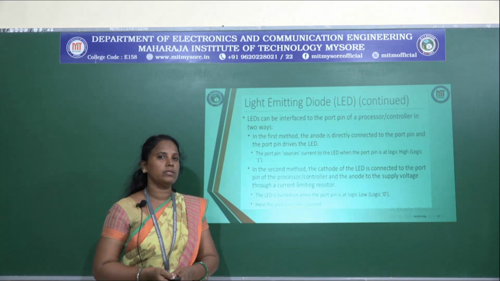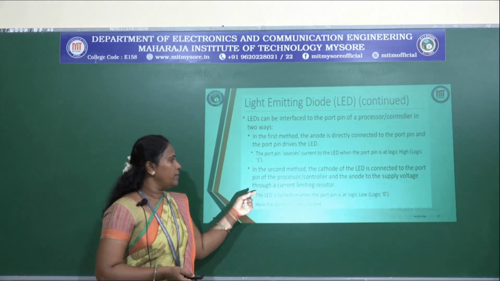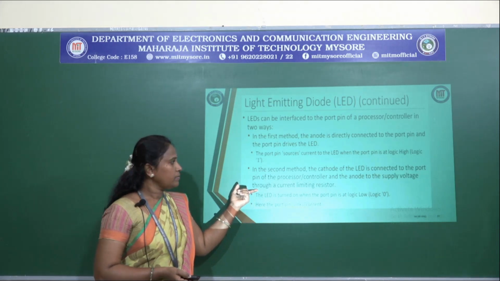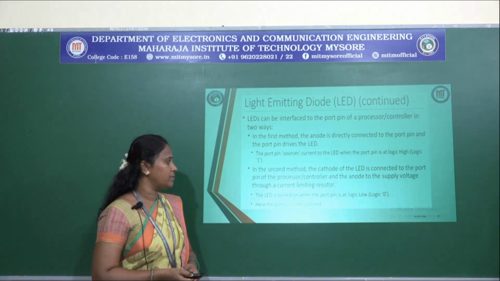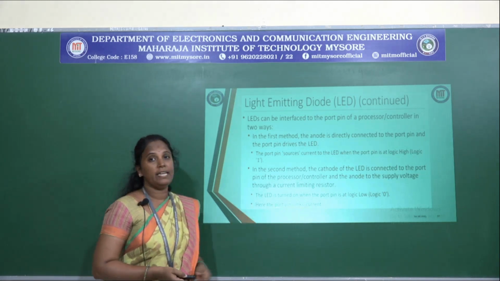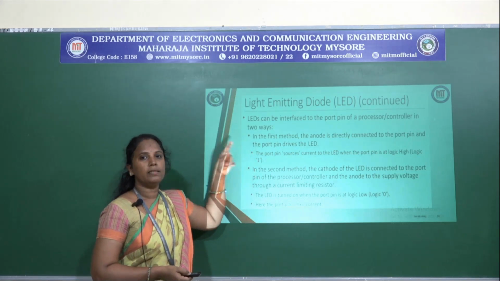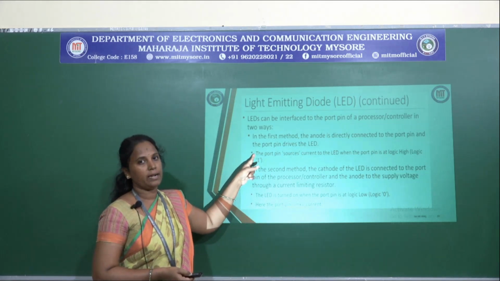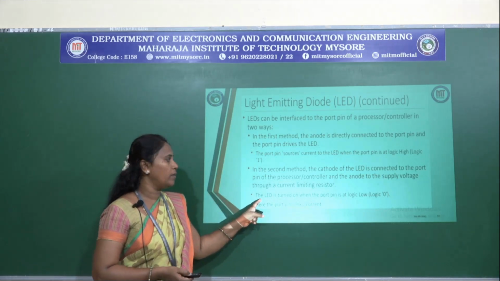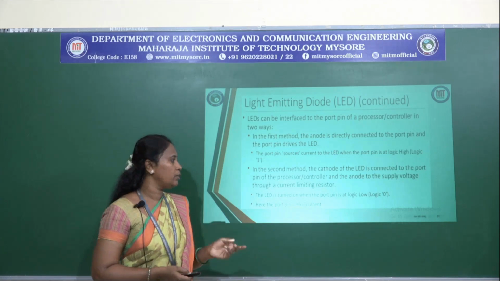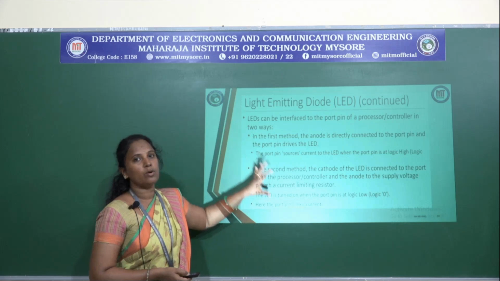In the second method, the common cathode configuration, all the LEDs are connected to the pins at the cathode, and the anode is connected to the supply voltage with the help of a current limiting resistor. In the first method the LED will be on when the pin is at logic 1, but in the second case the LED will be turned on when the port pin is at logic 0. That is the difference between common anode and common cathode.